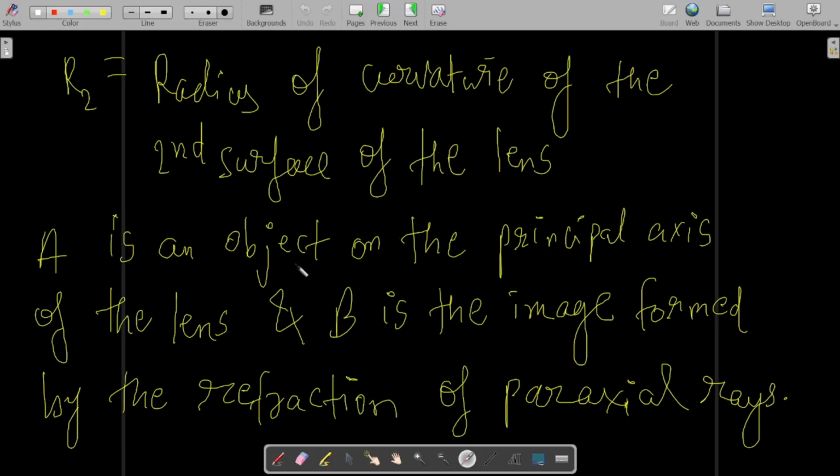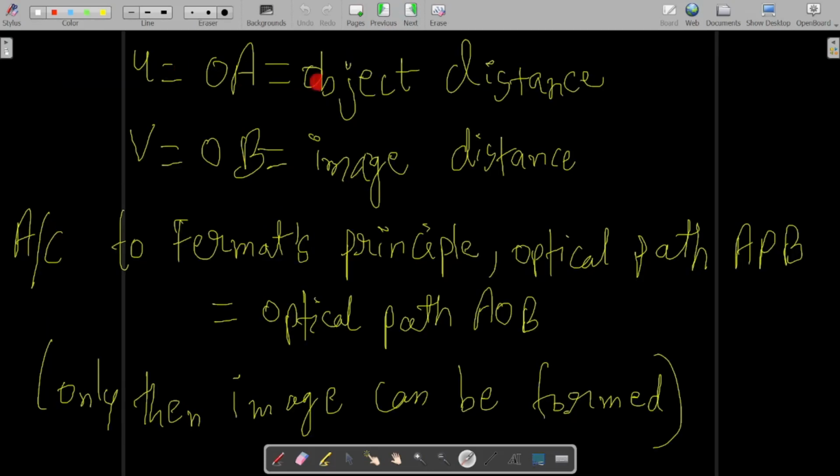A is an object on the principal axis of the lens. B is the image formed by the refraction of paraxial rays. We have learned this. And u is equal to OA, which is the object distance. v is equal to OB, which is the image distance. This also I told you.